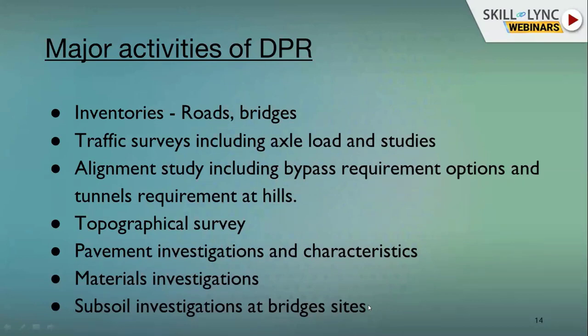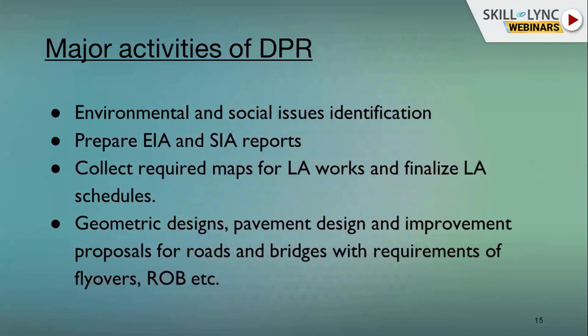This will give the strength of the ground where the bridge will be casted, so that what type of bridge will be given, it will be understood and finalized by that data. In addition to that, we do environmental and social issues, because we need to get clearances from various departments. Preparation of EIA and SIA. EIA means environmental impact assessment, and social impact assessment. Collect required maps for land acquisition and finalize schedule. Make geometric design, pavement design, improvement proposal for roads and bridges, which require flyovers, ROBs, etc.